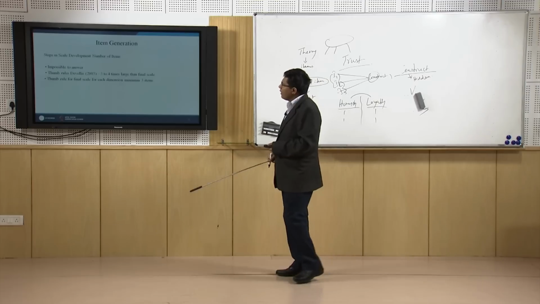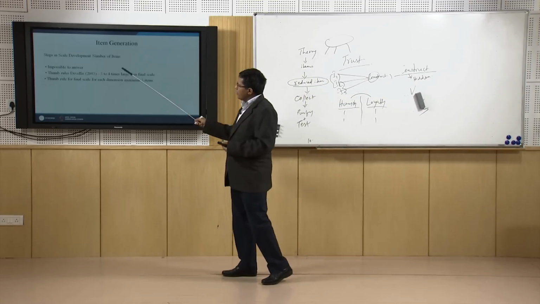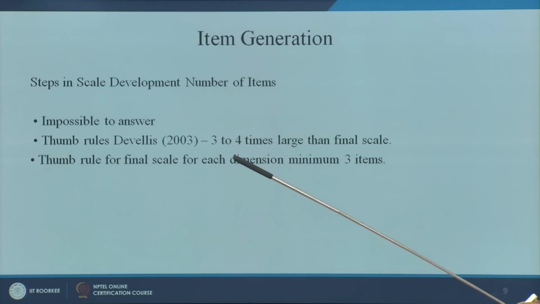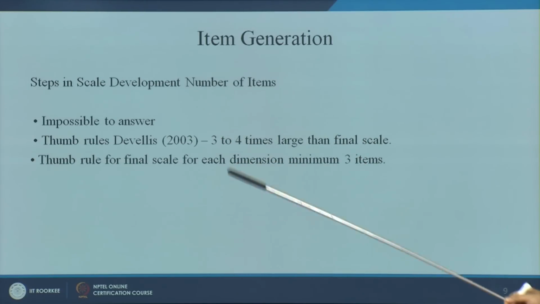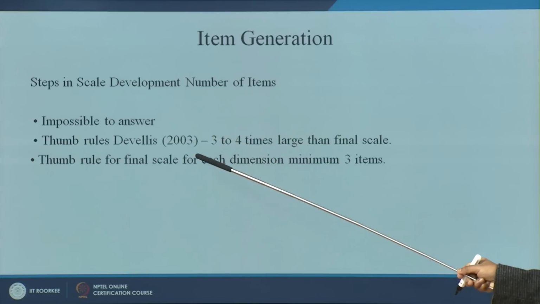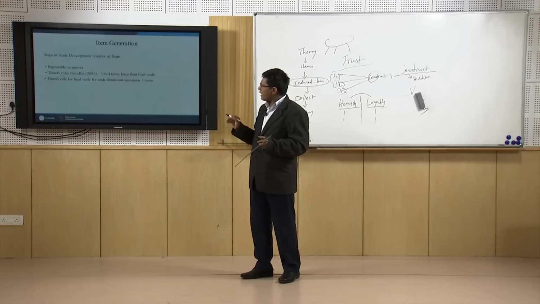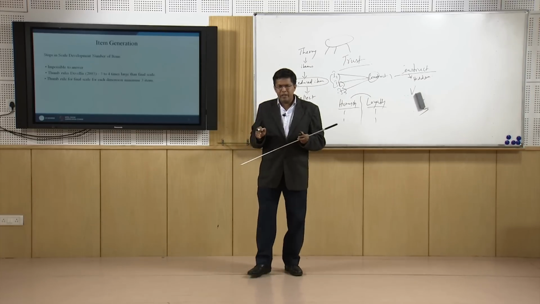Okay. So, item generation, for example, steps in scale development. How many items or how many questions should be generated? This is impossible to answer exactly, but the rule of thumb says 3 to 4 times larger than the final scale. So, let me tell you, you can remember it this way.